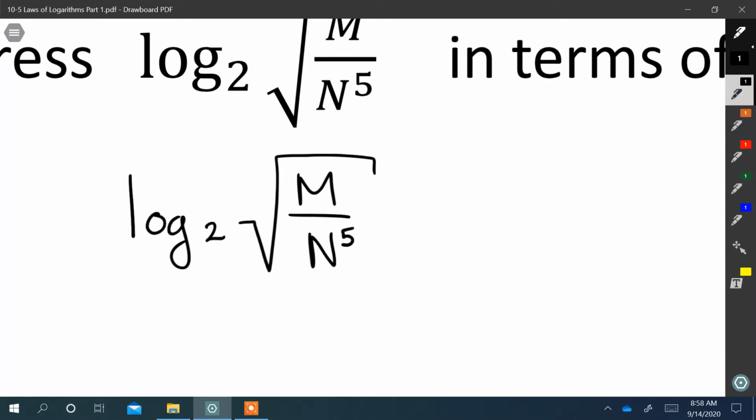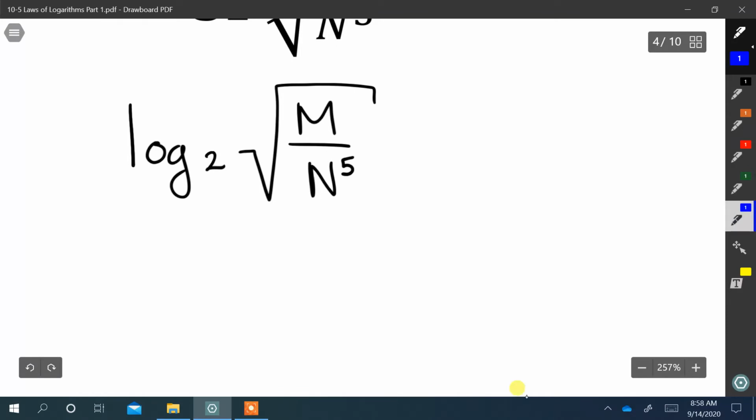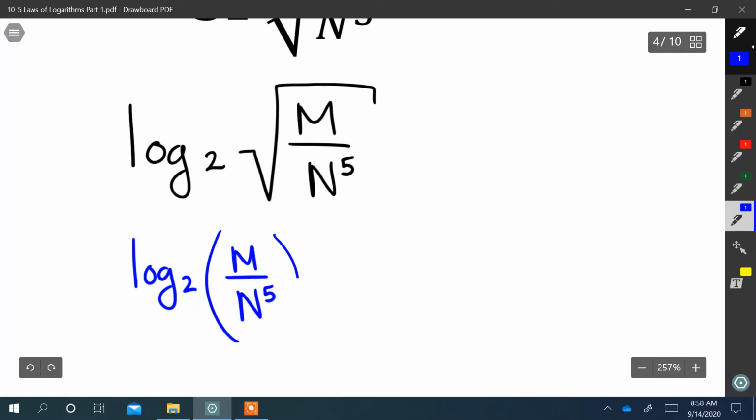Alright, so you're probably wondering, how do I do this one here? Well, it's not too bad. You have to go back to the previous section or the previous unit. We have to remember, how could I rewrite this in exponential form? Because right now it's in radical form. So what you could do is rewrite this one in exponential form. It will look like this: m over n to the 5th, all to the 1/2.